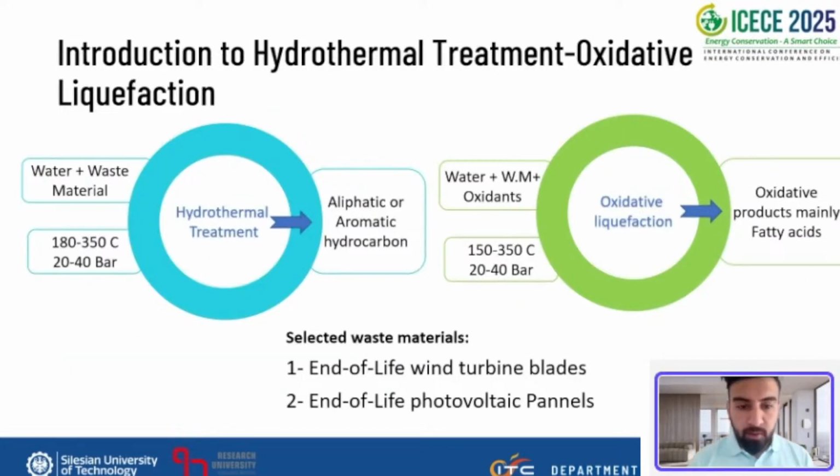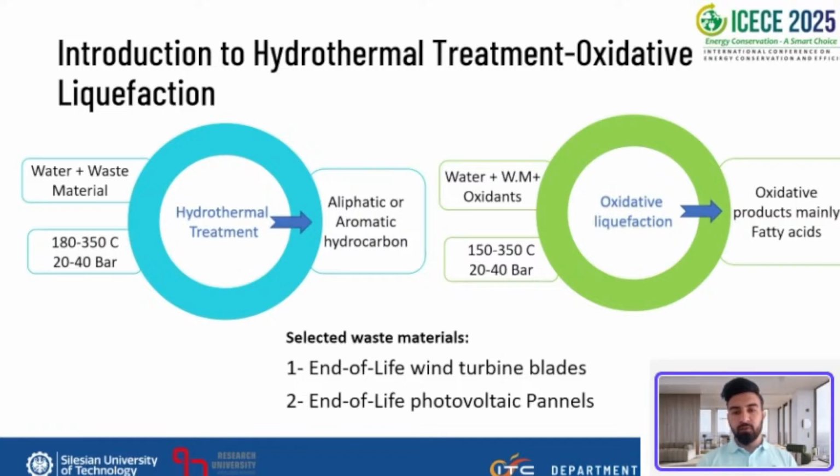So now we will talk shortly about oxidative liquefaction. Almost every one of us has an idea about hydrothermal treatment. In hydrothermal treatment, we were simply mixing the waste material with water, and we were applying some temperature, let's say 180 degrees C to 350 degrees centigrade, depending upon the selected waste material. We were providing an initial pressure of 20 to 40 bars, and we were obtaining aliphatic or aromatic hydrocarbons. But when we tried this technique for a complex waste, for example wind turbine blades and PV panels, hydrothermal treatment was not suitable or was not working for this kind of waste.